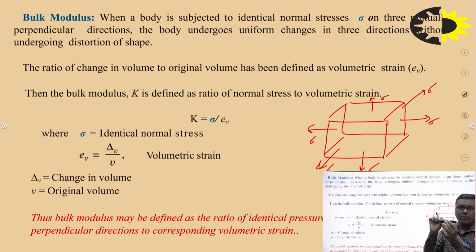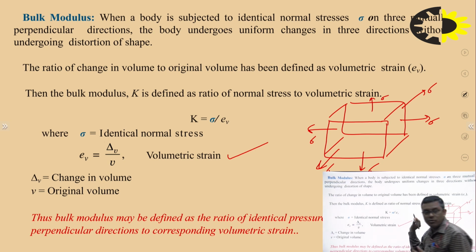So what will happen? What will we be observing? We will be observing the change in volume. Just take the example of a tire getting filled with air. What change do we normally observe? We normally observe the change in volume. So that change in volume with respect to original volume, that term is known as volumetric strain.